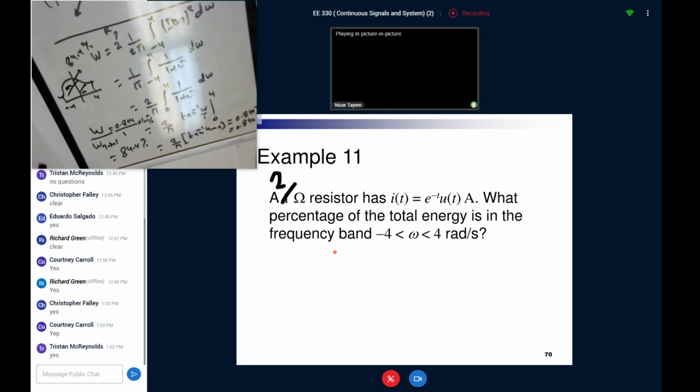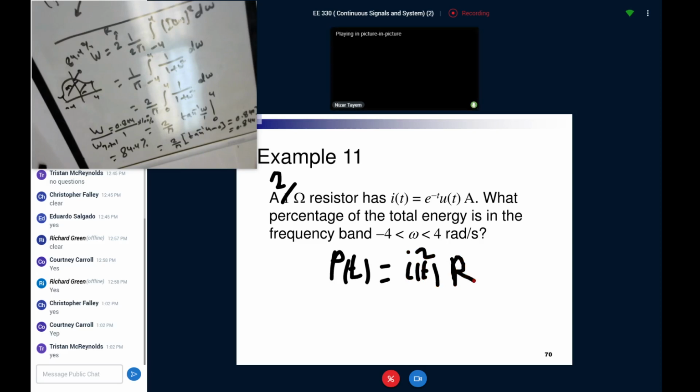So in this case, if you need to calculate p of t, p of t is equal to i of t squared times R, which in our example here is 2 i of t squared.